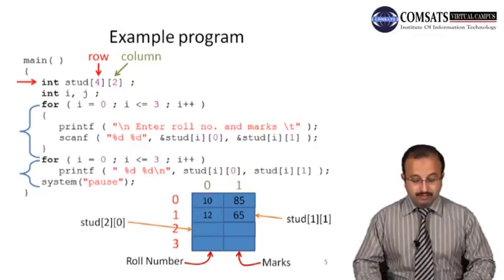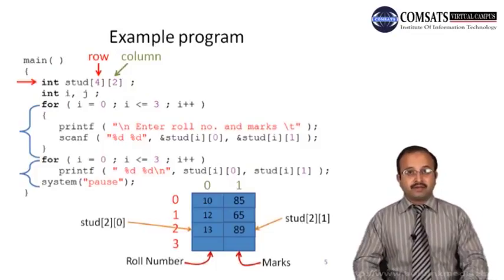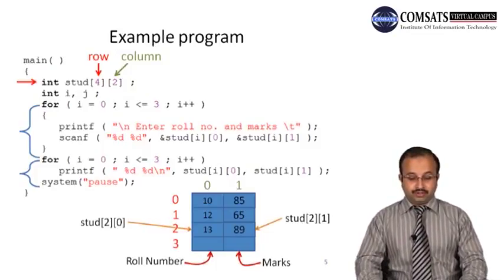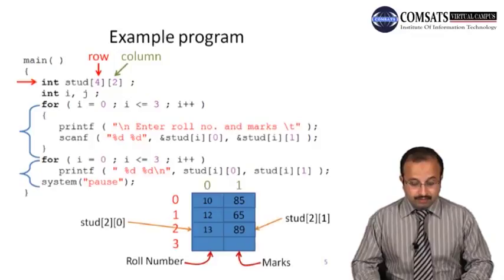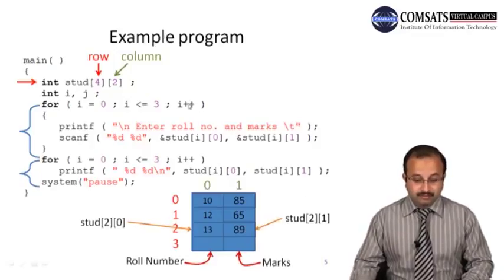So stud20 is this element. Let's say the value the user input, 13, will be stored over there, and stud21 is this element, and the value entered by the user is, let's say, 89, and the value 89 will be stored at this position. Then again the value of I is incremented, and the value of I becomes 3.